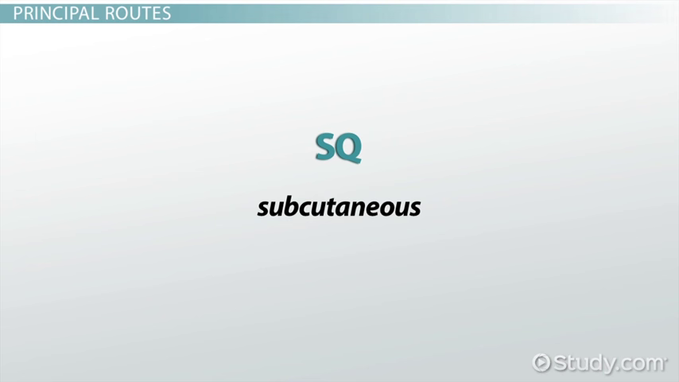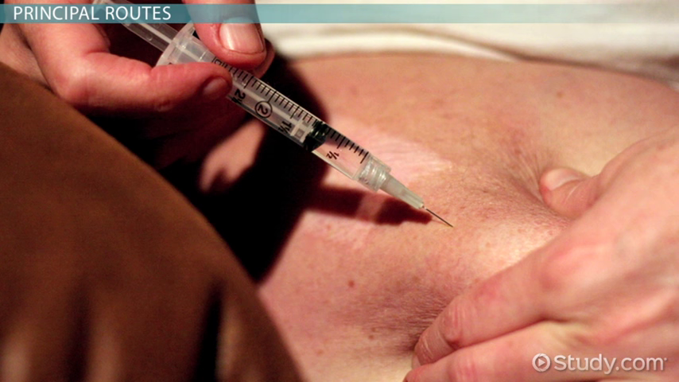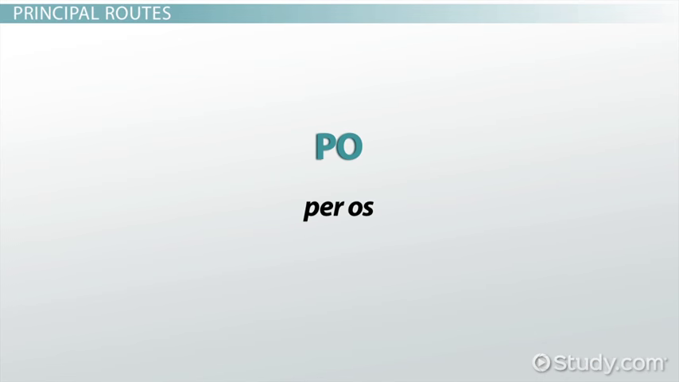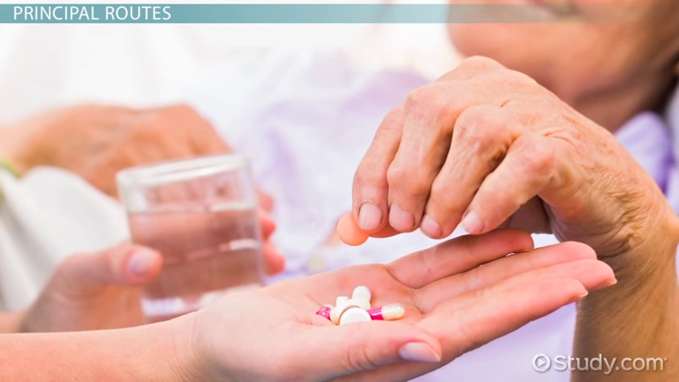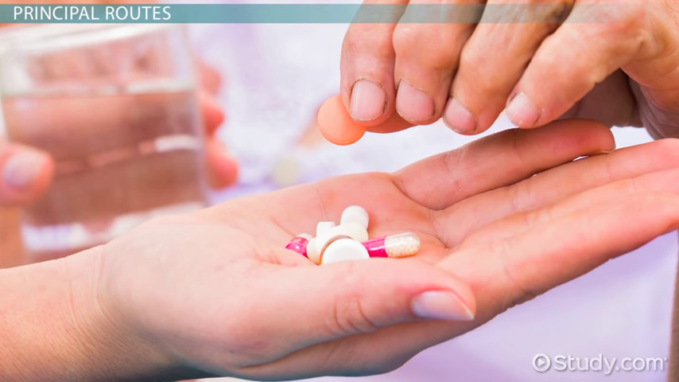SQ stands for subcutaneous. Sub means under, like in a submarine, and cutaneous refers to the skin. So we are placing the medication, using a needle and syringe, under the skin, but above the muscle that the skin overlies. The final major and principal route of drug administration is PO, or per os. Per means by, and os means mouth, so PO literally translates to by mouth. Every time you take a pill and swallow it down with some water, you are taking that pill PO.